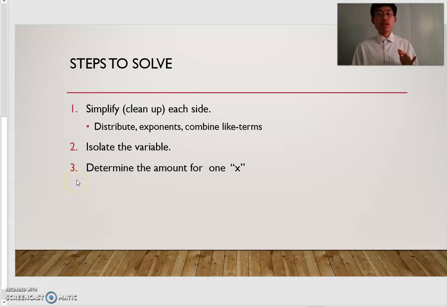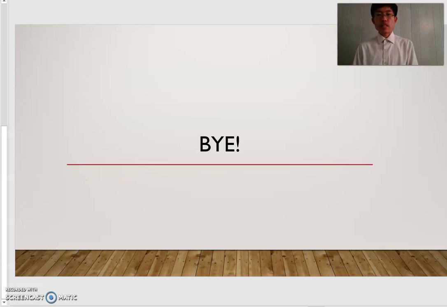Once you get that, it's the same steps that I've done in Math Playground and NCTM. Isolate the variable and determine the amount for 1x. Divide, multiply, whatever you want to do, and find 1x equal a number. Right? And that's the end of the video.